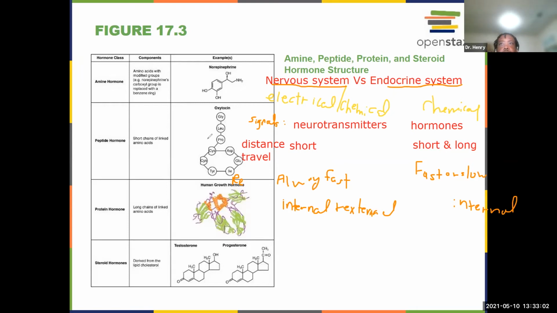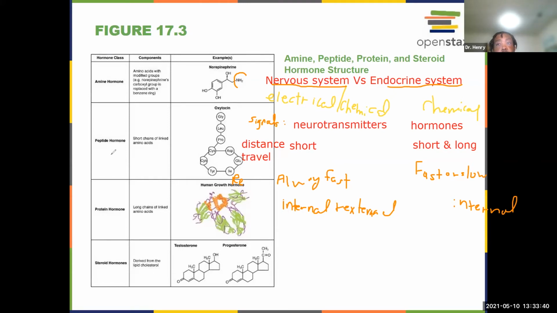Okay, so the classes of hormones that we have are the amine hormones, the peptide hormones, the protein hormones, and the steroid hormones. For the amine hormone, an example is norepinephrine. It basically has those amine groups, of course it has a carboxyl group, and you have that benzene ring structure, or the cyclic hydrocarbon.